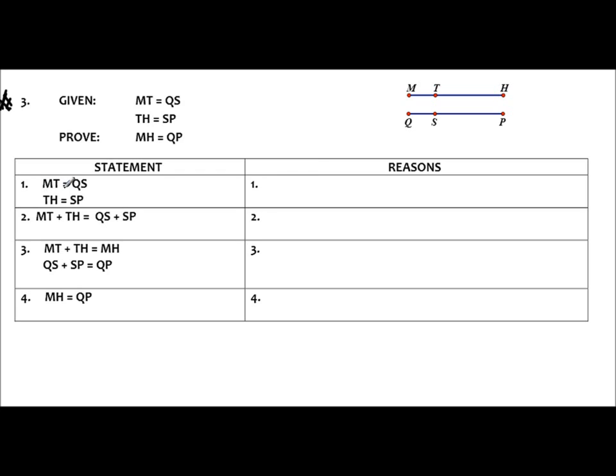Okay, so for the first one, that's my easy one. That's always my given. The second one says that MT plus TH equals QS plus SP. Now what we're doing here is adding the same thing on both sides of an equation, and it looks really tricky. But here we said that TH was equal to SP.